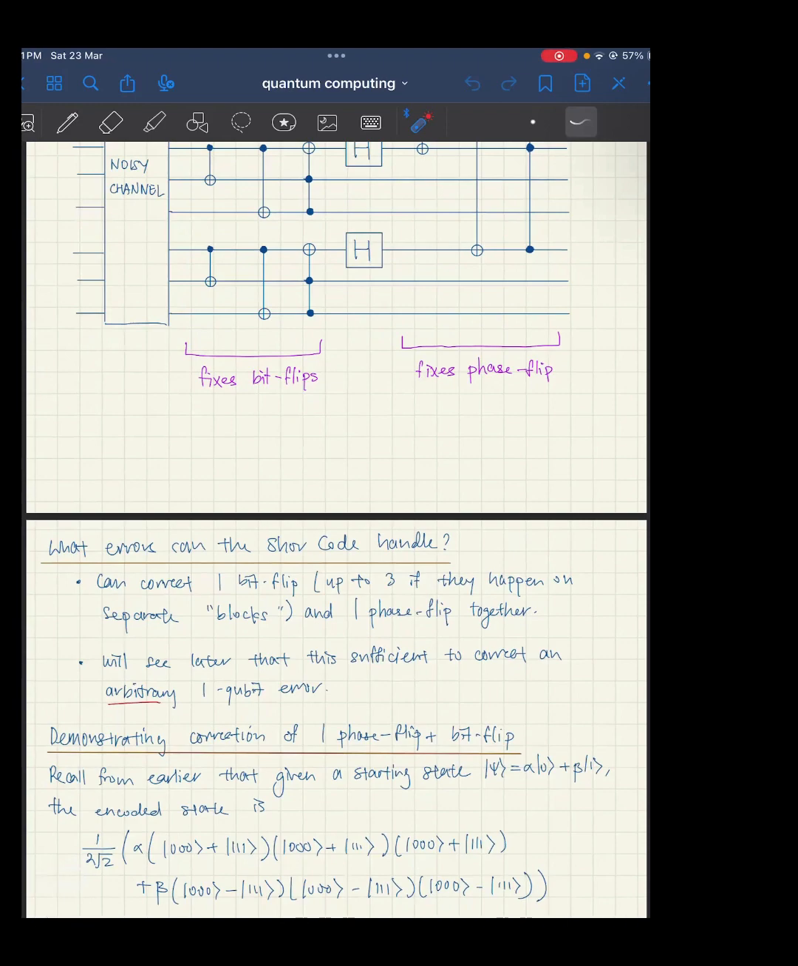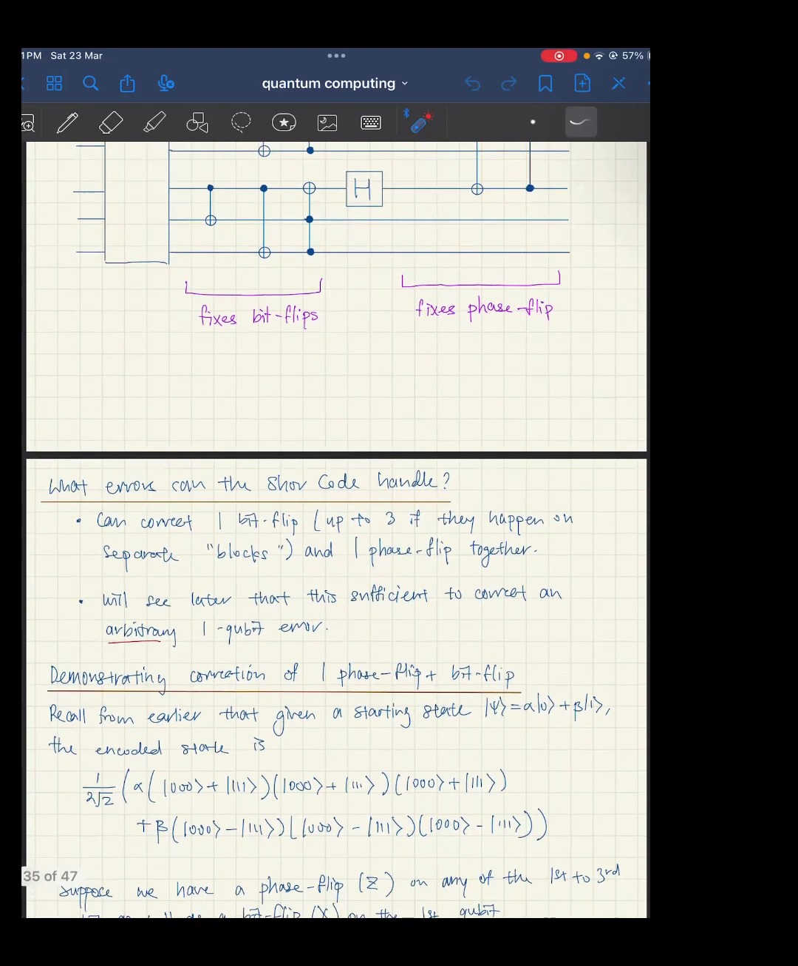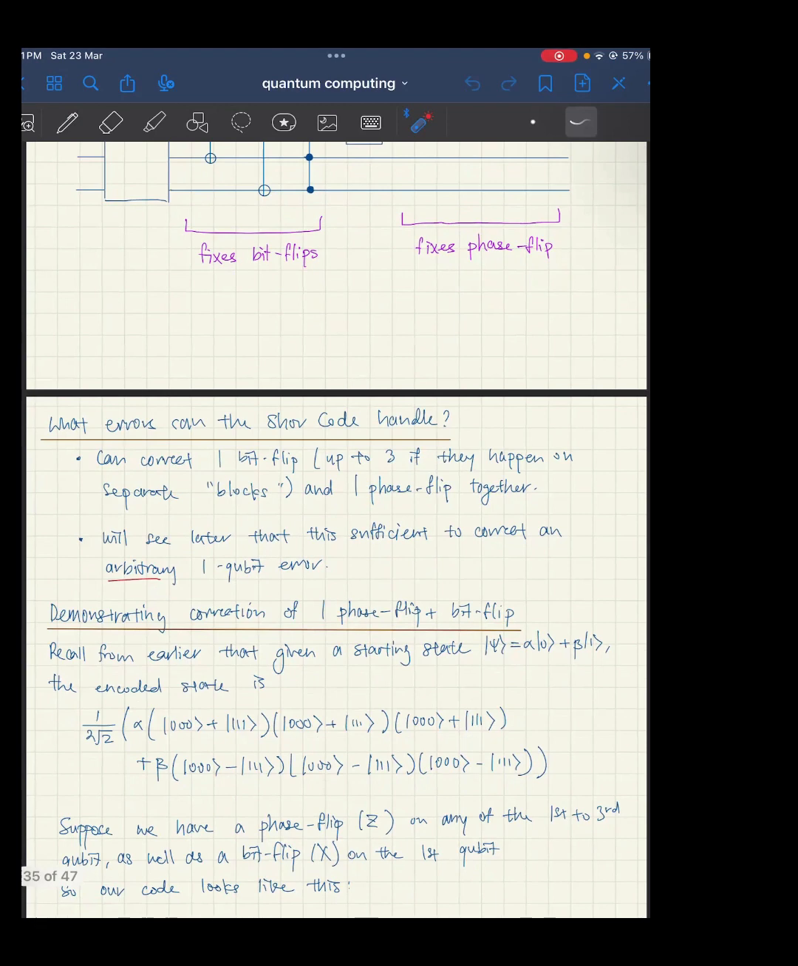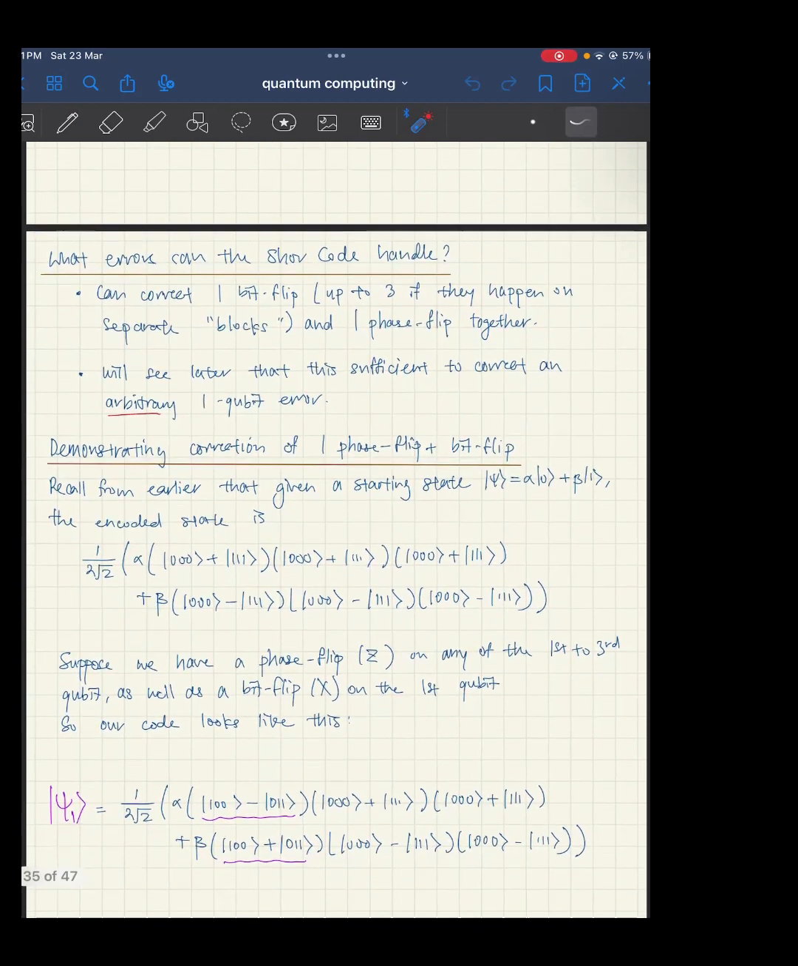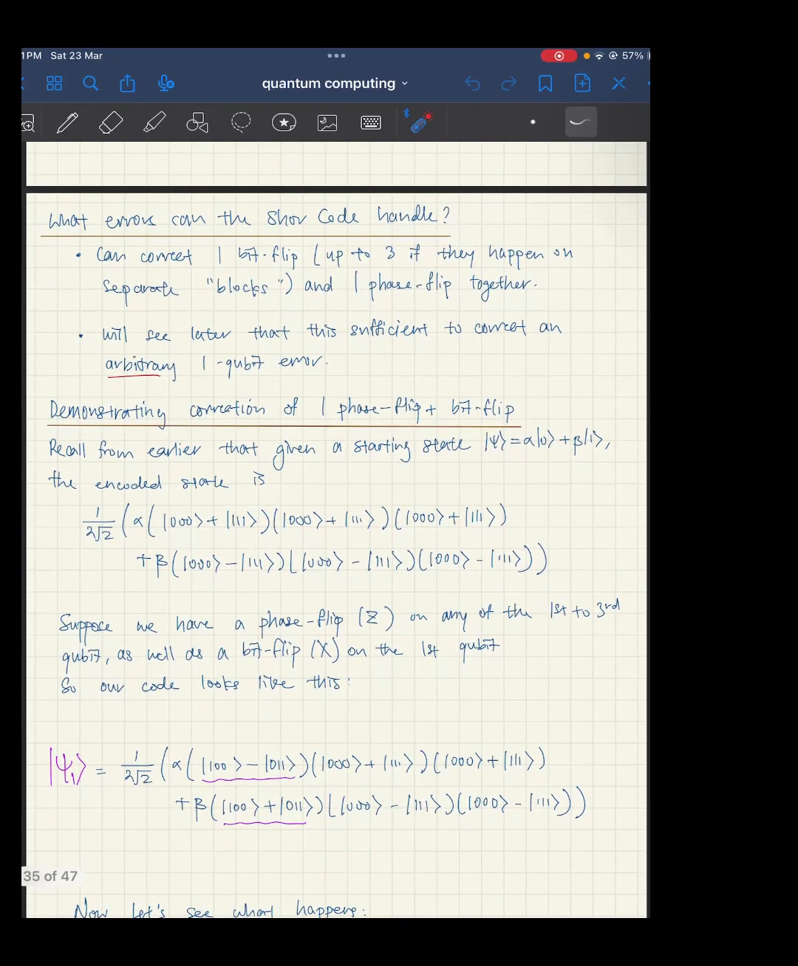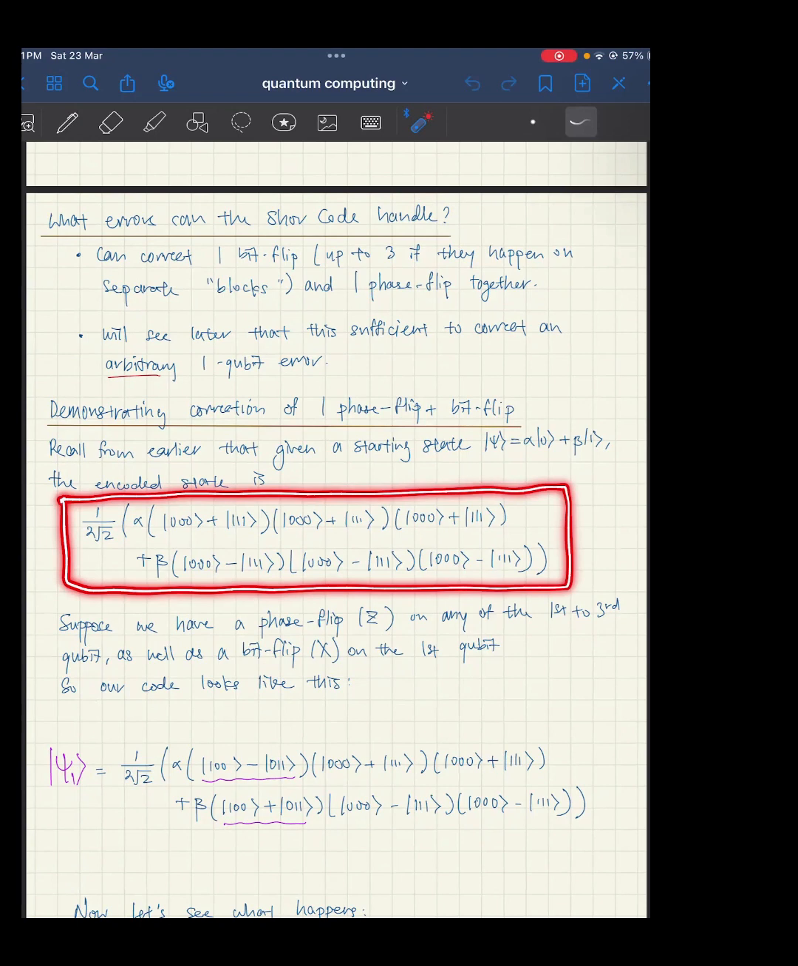So to demonstrate the correction, we'll be choosing an example where there is one phase flip and one bit flip error. In this case, we are going to choose the phase flip on any of the first 3 qubits, as well as a bit flip on the first qubit, just to show the worst case scenario. So again, the encoded state looks like this, as shown above as well.